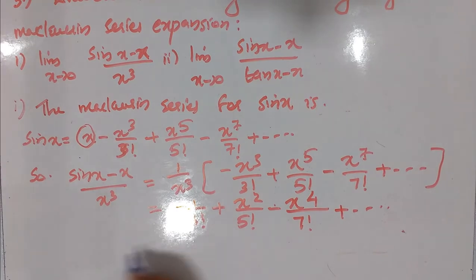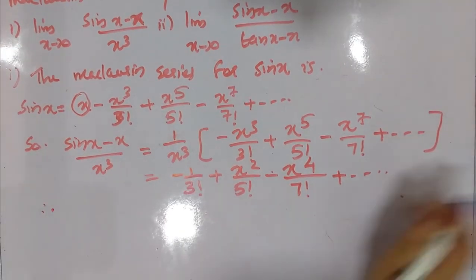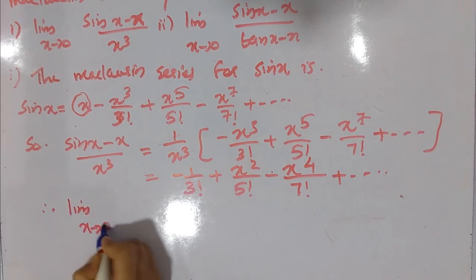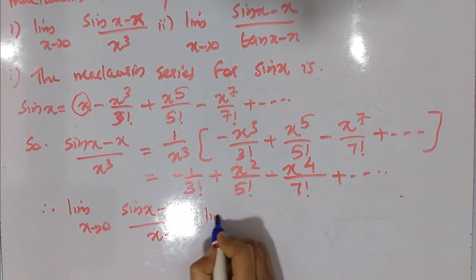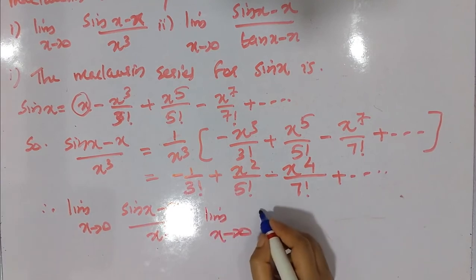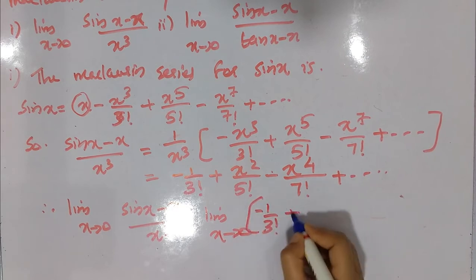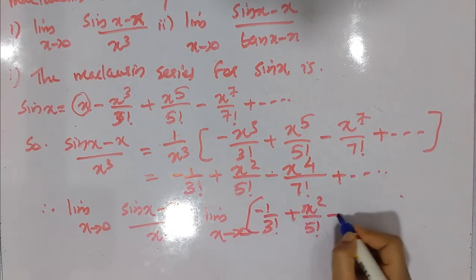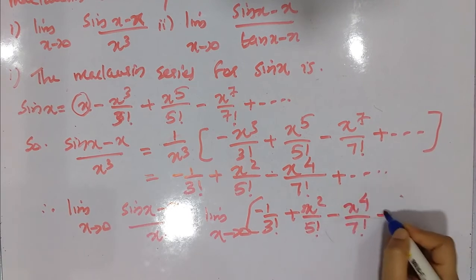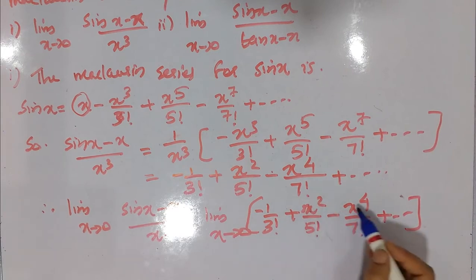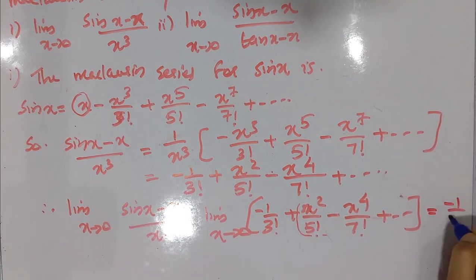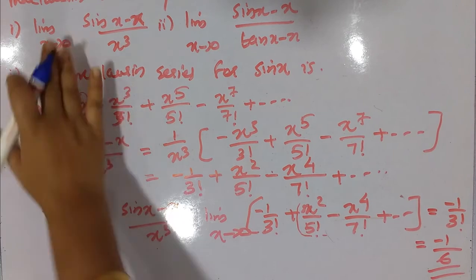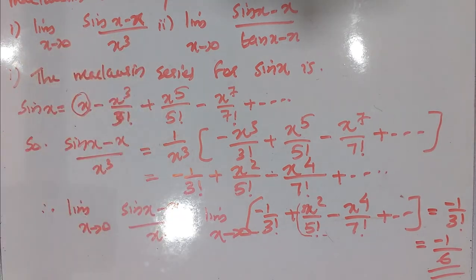Now we have the limit. Therefore, limit x tends to 0 of (sin x minus x) by x cube equals limit x tends to 0 of minus 1 by 3 factorial plus x square by 5 factorial minus x raised to 4 by 7 factorial plus etc. Then x is 0, so the remaining terms vanish, and we get minus 1 by 3 factorial, which is equal to minus 1 by 6. That is the first limit using the Maclaurin series.